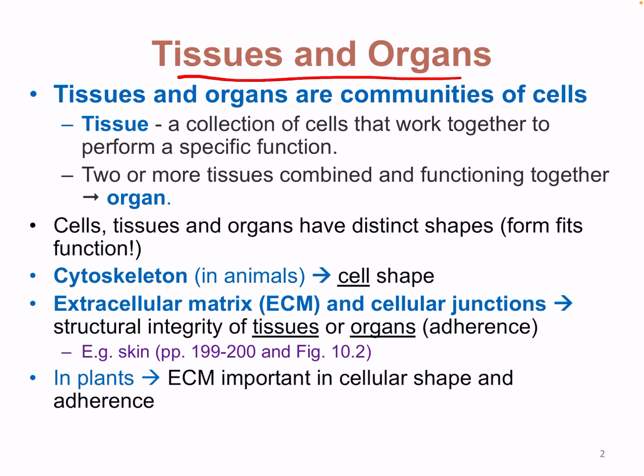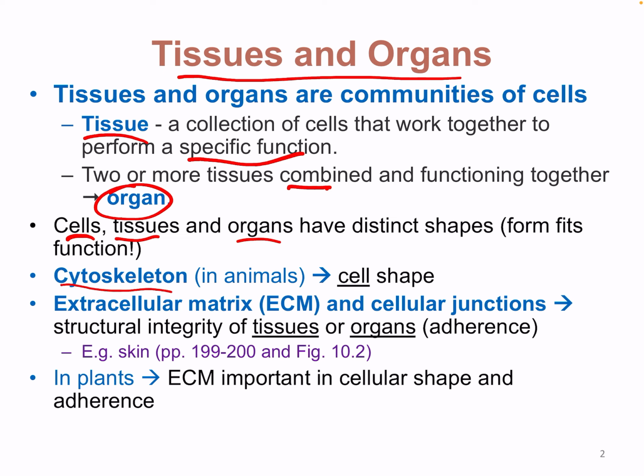So tissues and organs are communities of cells. These are kind of like the levels of structure, but you'll see this in a lot of physiology as well. A tissue is a collection of cells that work together to perform a specific function. Two or more tissues combined, functioning together, form an organ. So cells, tissues, and organs have distinct shapes. The form fits the function.